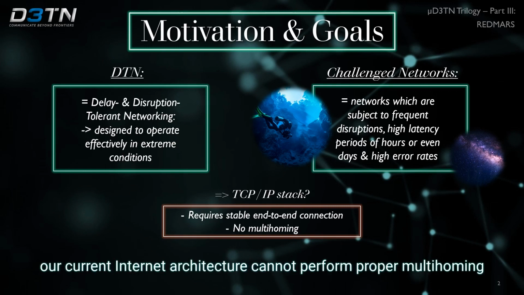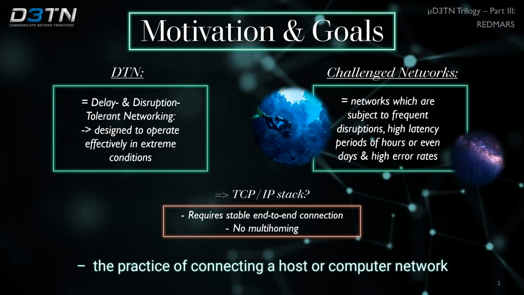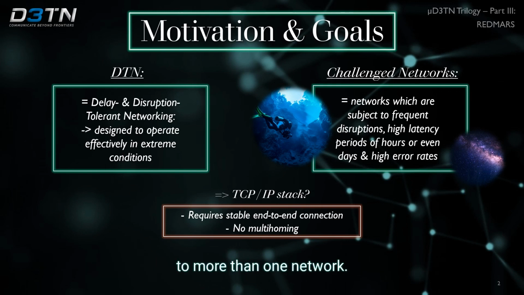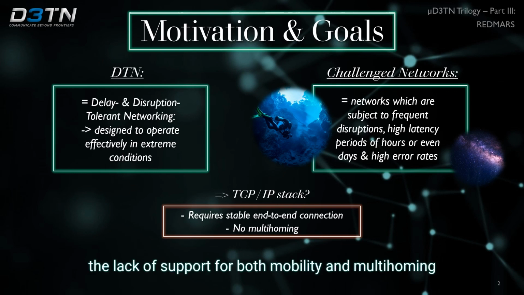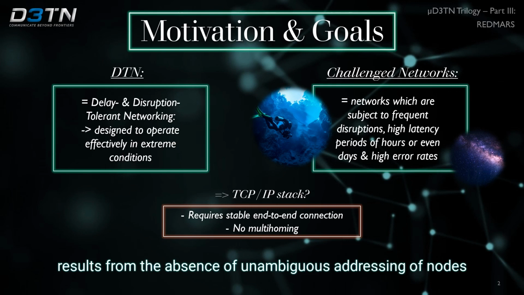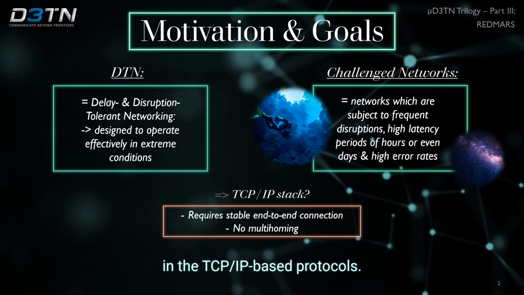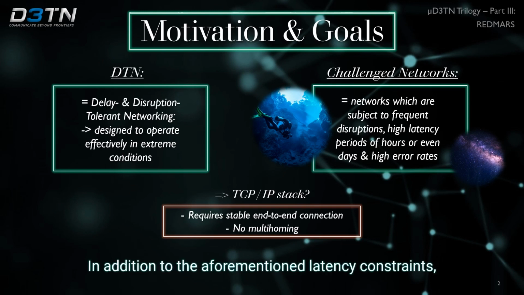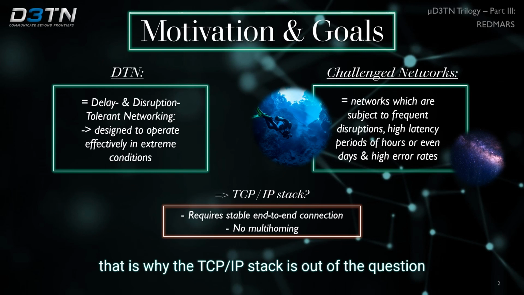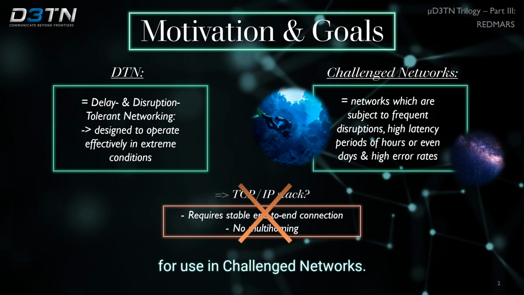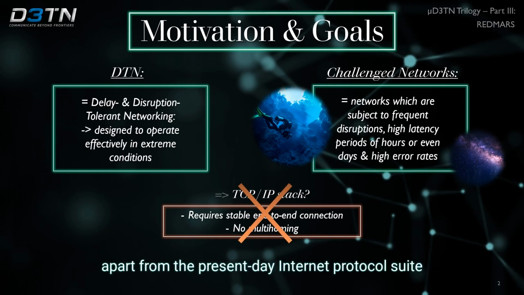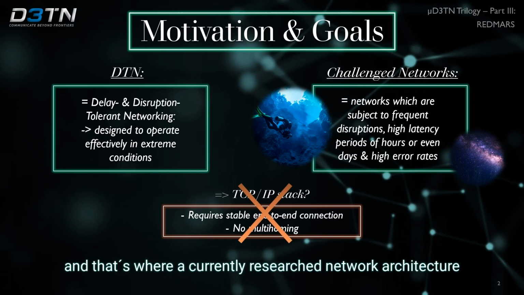Furthermore, our current internet architecture cannot perform proper multi-homing, the practice of connecting a host or computer network to more than one network. In summary, the lack of support for both mobility and multi-homing results from the absence of unambiguous addressing of nodes in the TCP/IP-based protocols. In addition to the aforementioned latency constraints, that is why the TCP/IP stack is out of the question for use in challenge networks.